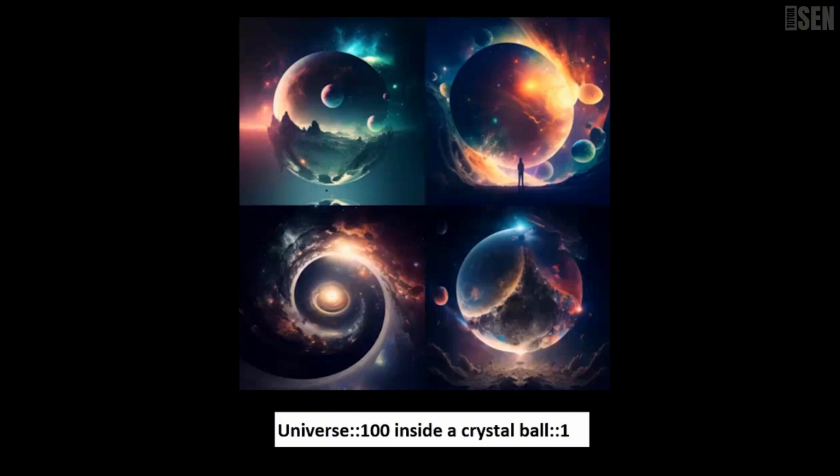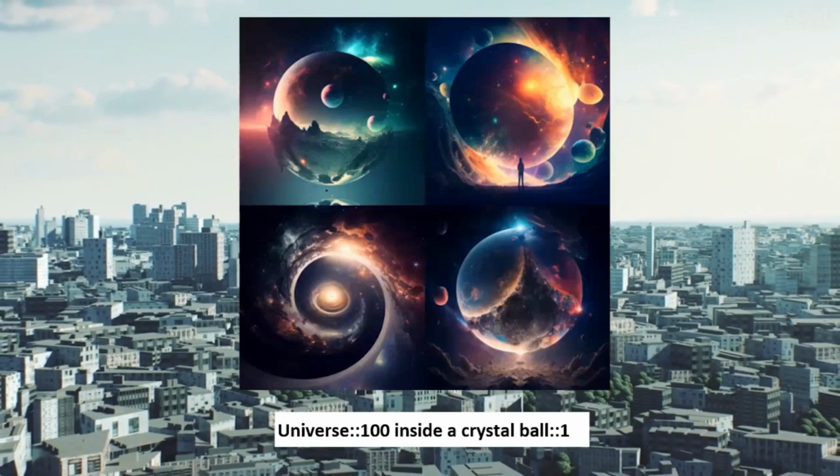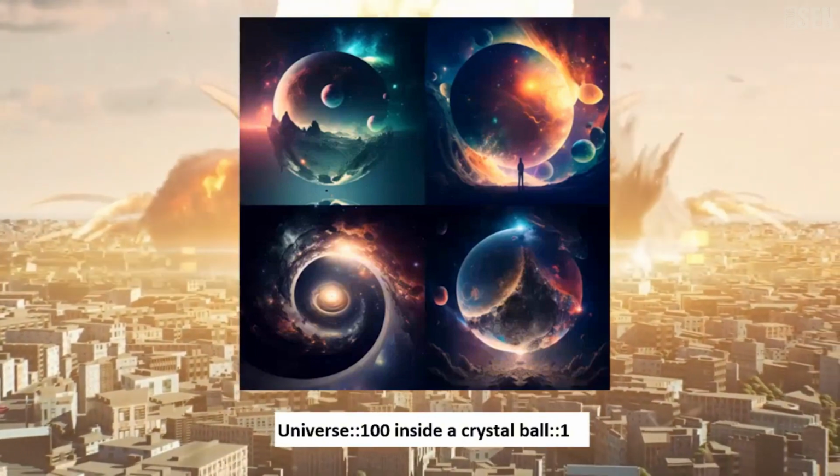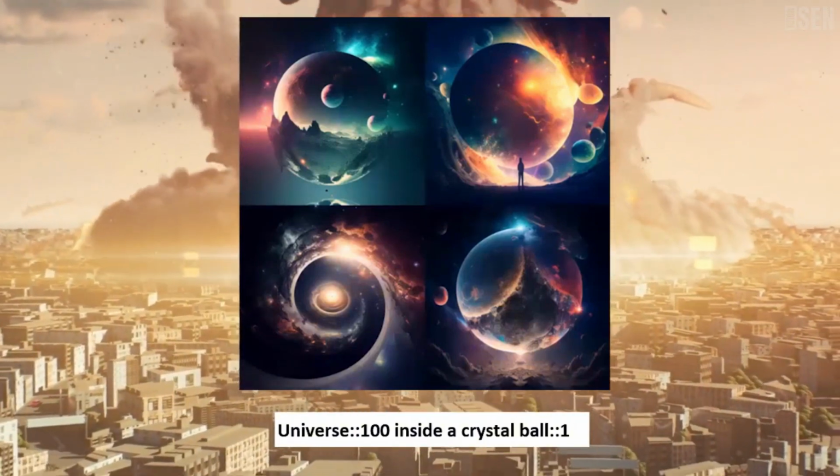But what happens if you switch the weight? Let's use an extreme number example to show you what's possible. Universe, double colon 100, inside a crystal ball, double colon 1. And the image you can see, the universe, the world, really takes up everything. And in some images, we don't even see a crystal ball anymore, because the 100 weight value of the universe wiped out the crystal ball's importance in the image.